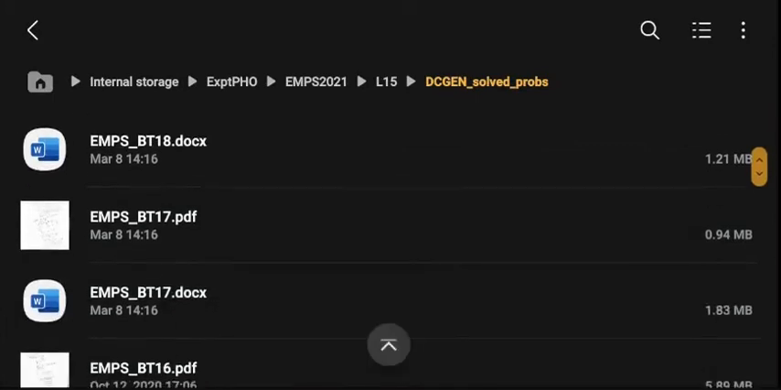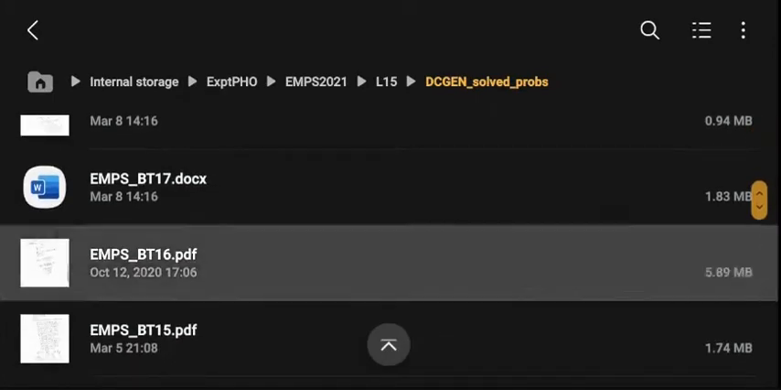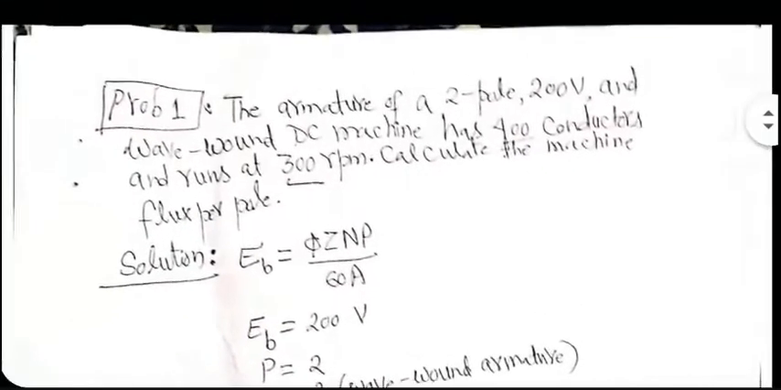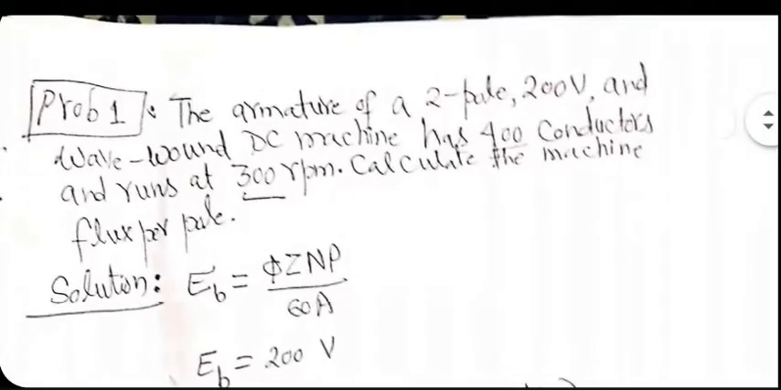Now the next one contains more similar but slightly more complicated problems. The armature of a two-pole 200 volt wave wound DC machine has 400 conductors and runs at 300 RPM. Calculate the machine flux per pole. Okay, this is simple, I think.